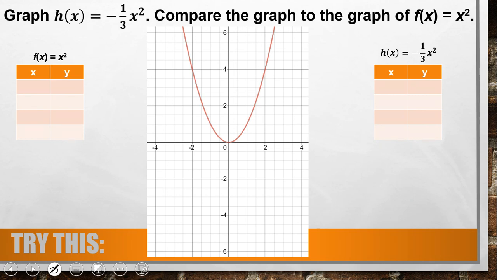Same idea here. We haven't graphed the new function, so let's take a look at and graph that. We have our parent function. I'm going to use negative 1, 0, 1, and 2 again. So I know I'm going to get 1, 0, 1, and 4. Let's see what happens when I plug in these values. Again, square it first and then multiply. So negative 1 squared is 1 times negative 1/3 is going to be negative 1/3. This is going to be 0, negative 1/3. And then 2 squared is 4, and 4 times negative 1/3 is negative 4/3.